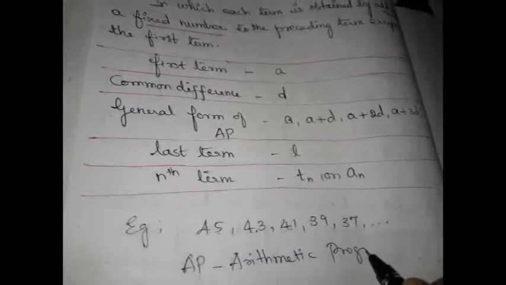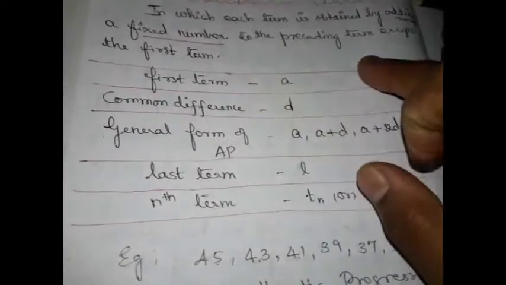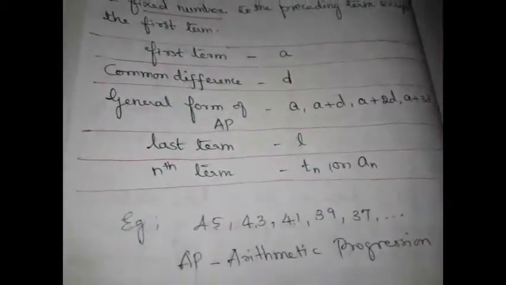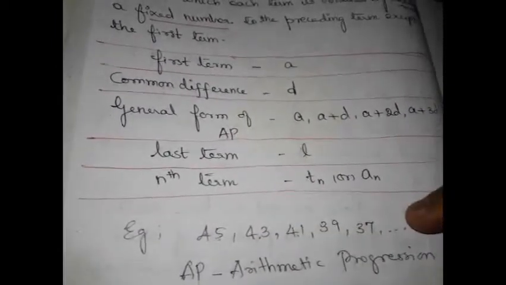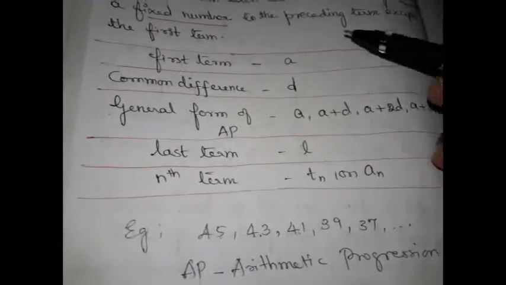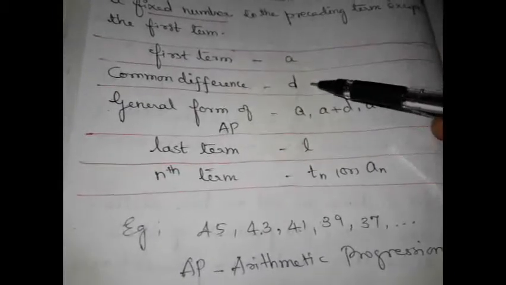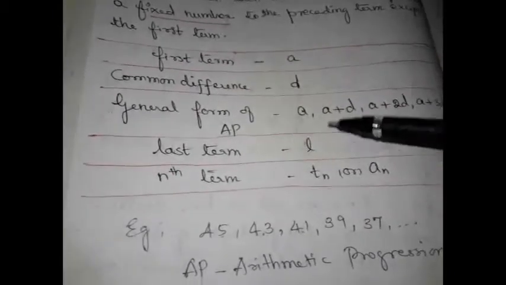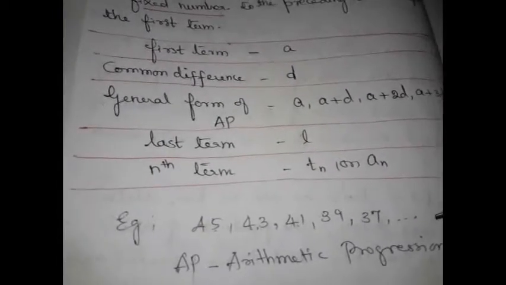AP means what? Arithmetic progression, right? So any pattern which is obtained by adding a fixed number to the preceding term, we will call an AP. There should be some common difference between every term of the sequence, right? And we will denote the first term by A, common difference by D, last term by L, and nth term by Tn or An. And an AP can be finite or infinite.